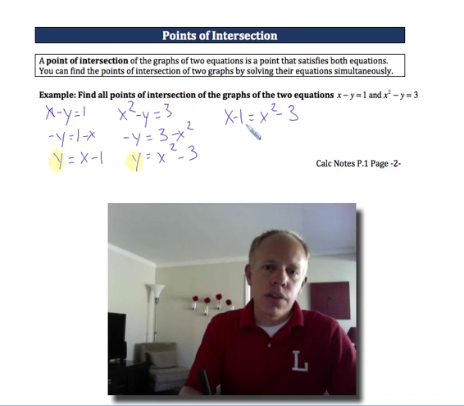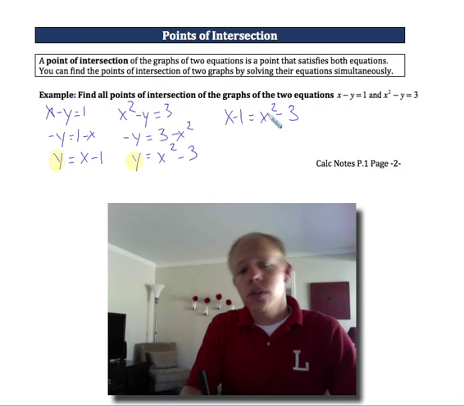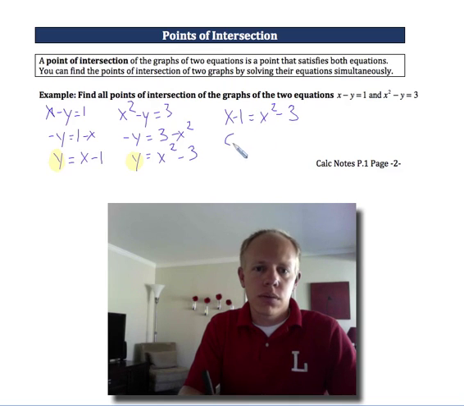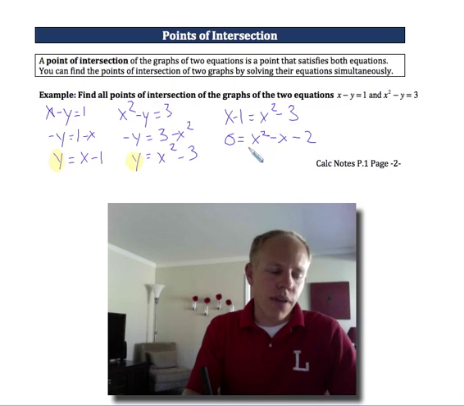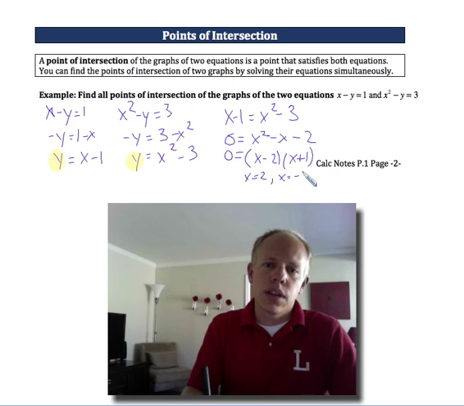So let's go ahead and solve this. There is a power of 2, so we want to get this equal to 0. So we have x squared minus x, plus 1 minus 3 is negative 2, equals 0. And we want to factor this. So we have (x minus 2)(x plus 1). So the solutions here are x equals 2 and x equals negative 1.